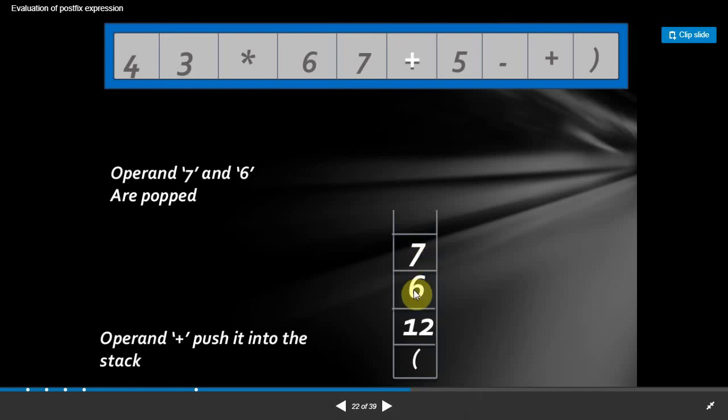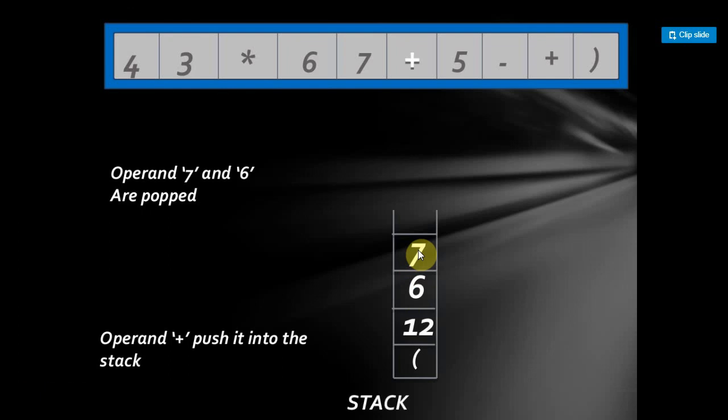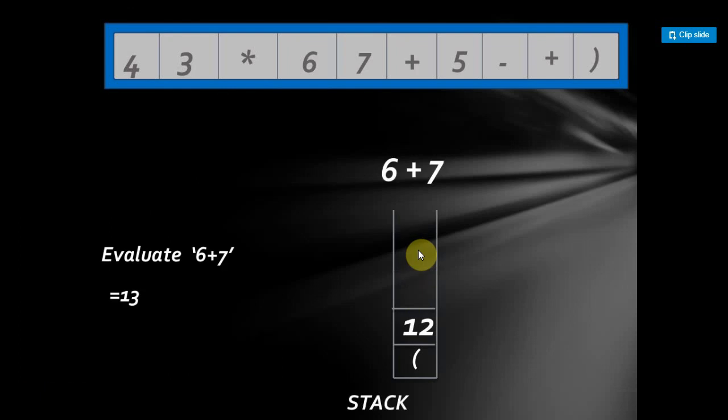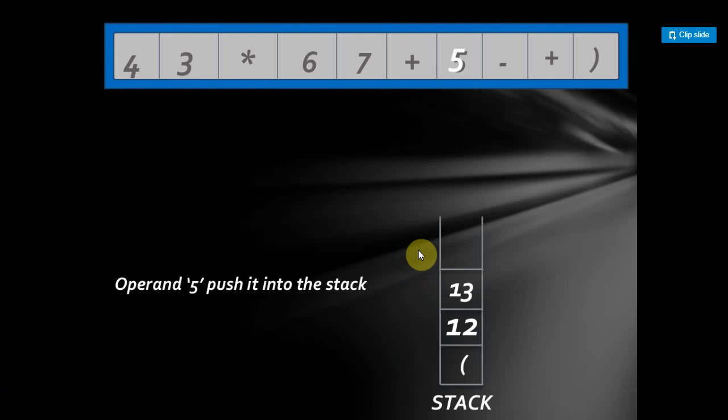Whenever you are performing an operation, you have to follow this order: 6 should be the first operand and 7 the second operand. You pop them, and after popping you perform the addition. Now 6 plus 7, what is the total value? 13. Now 13 should be pushed into the stack. Now 13 is in the stack.